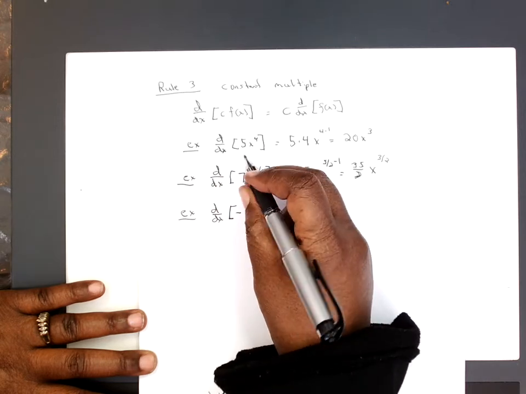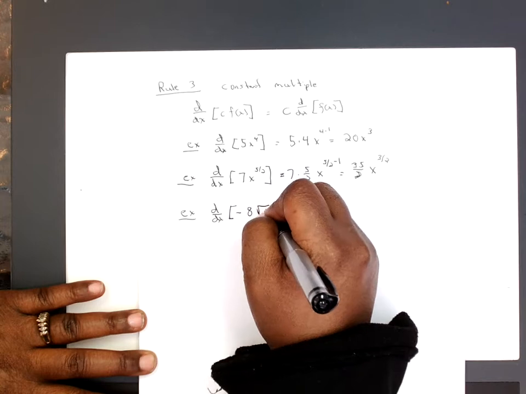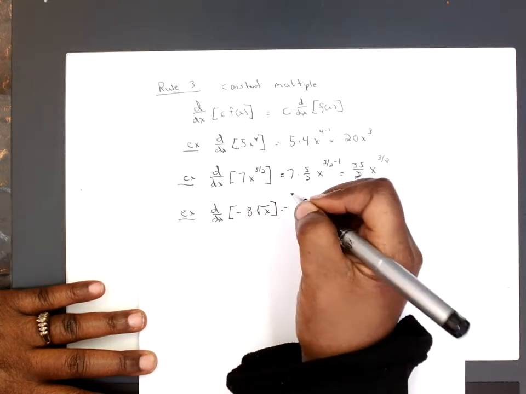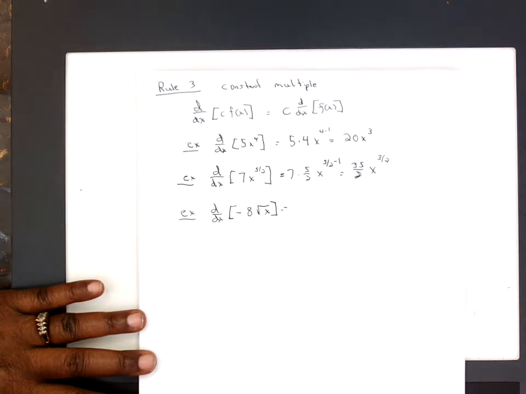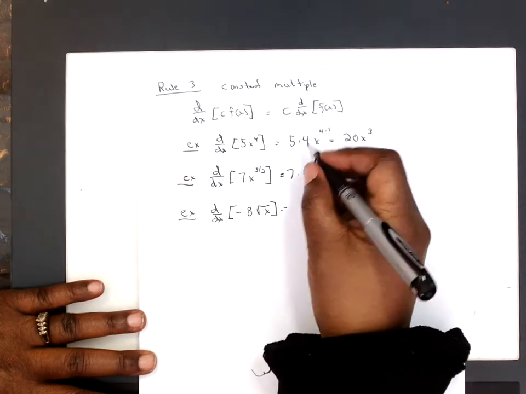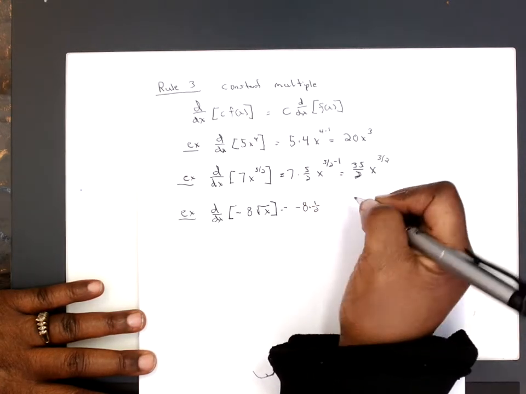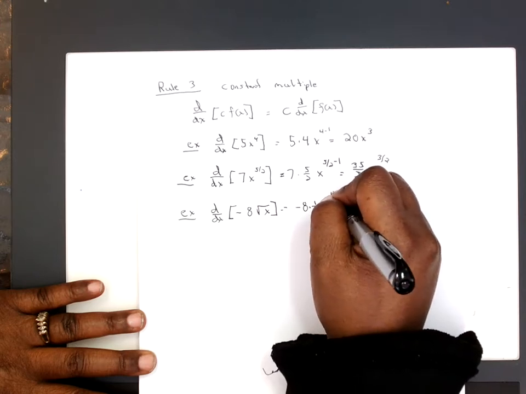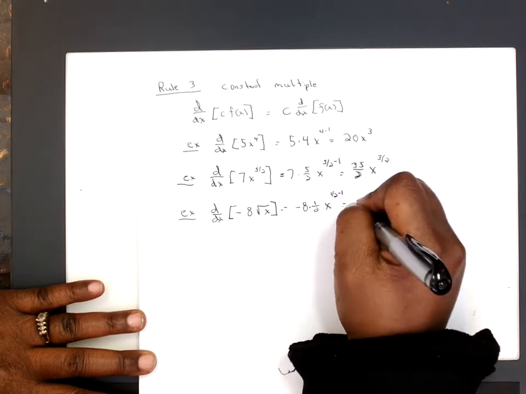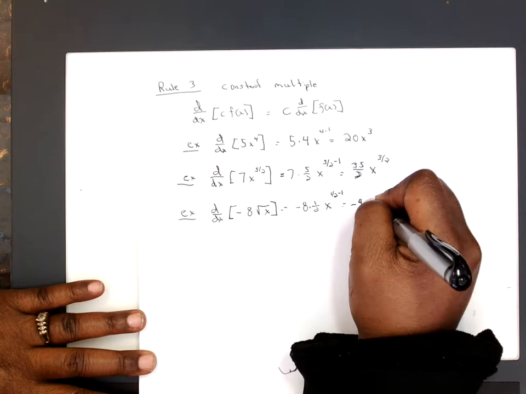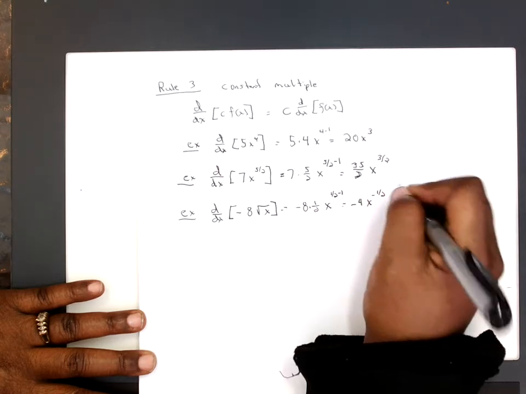And then d dx of negative 8 square root of x. Again, square root means x is to the 1/2 power. So I have the negative 8, and then that 1/2 would be multiplied, and then 1/2 minus 1. So that gives me a negative 4x to the negative 1/2 power.